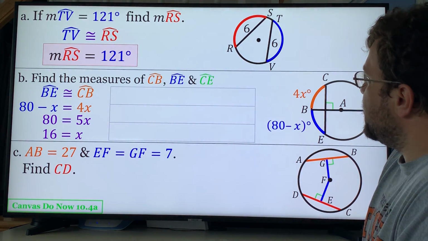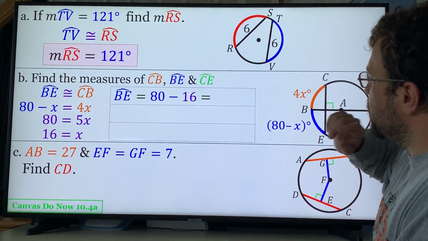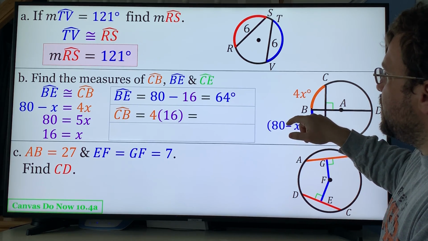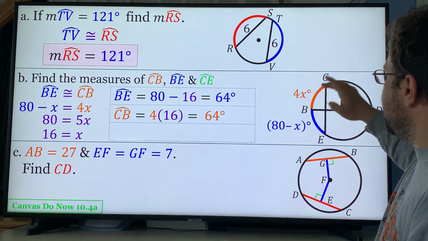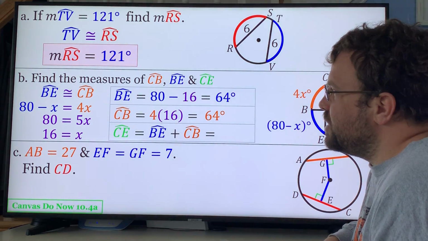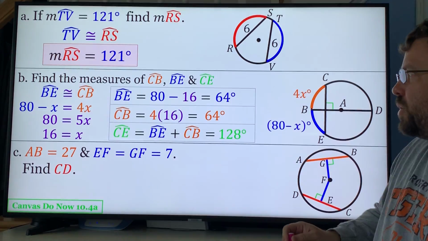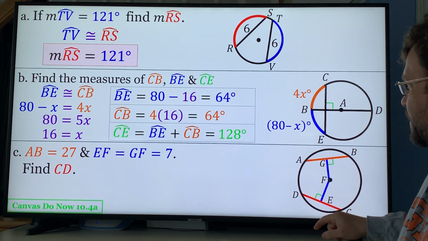Now, but that's not what it asked. It asked you to find CB. So CB is 4 times 16. Oh, let's go BE first. 80 minus 16 is 64. CB is 4 times 16, which is, guess what, also 64. And C to E is 2 times either one of them, or add them together, and you get 128. Good? Awesome.